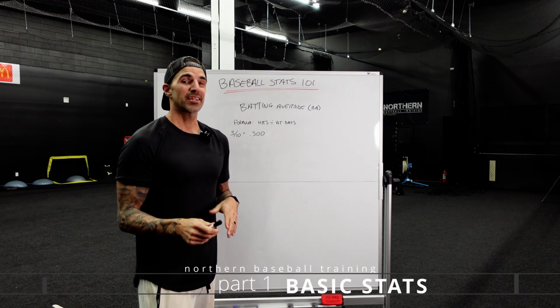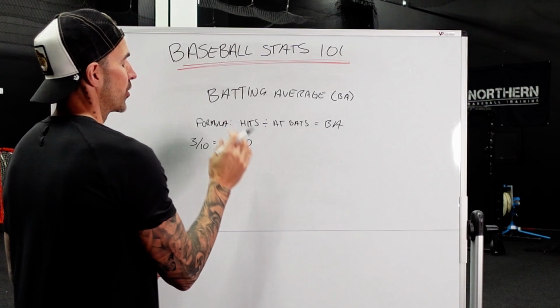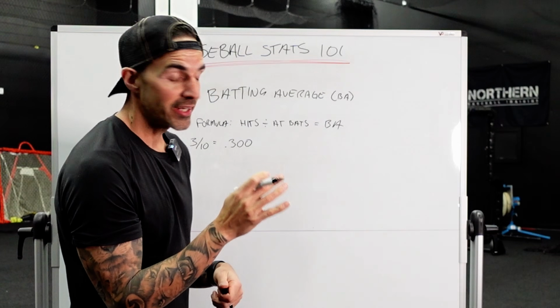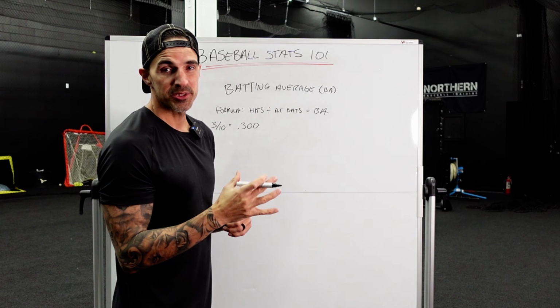Let's start with the basic, and that's the batting average. And the batting average is the percentage of at-bats that a player gets a hit. So hits divided by at-bats gives you your batting average, which means if you go 3 for 10, you're batting .300, which means you're getting a hit 30% of the time.